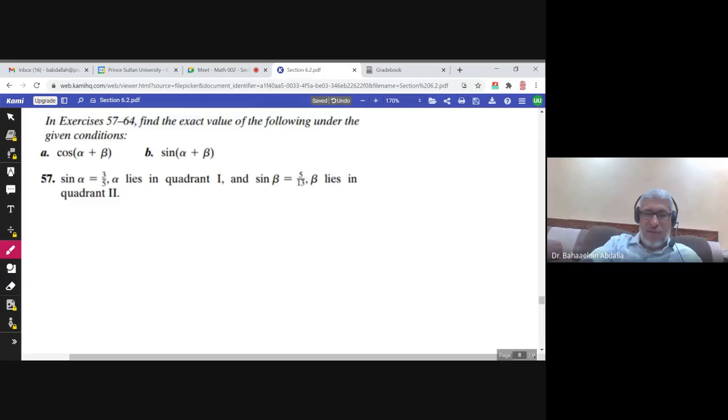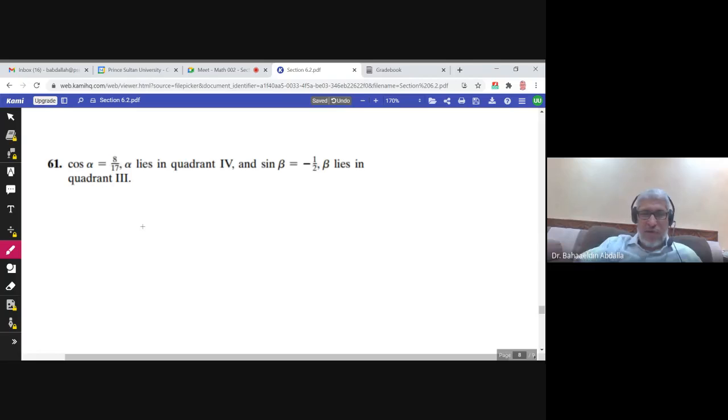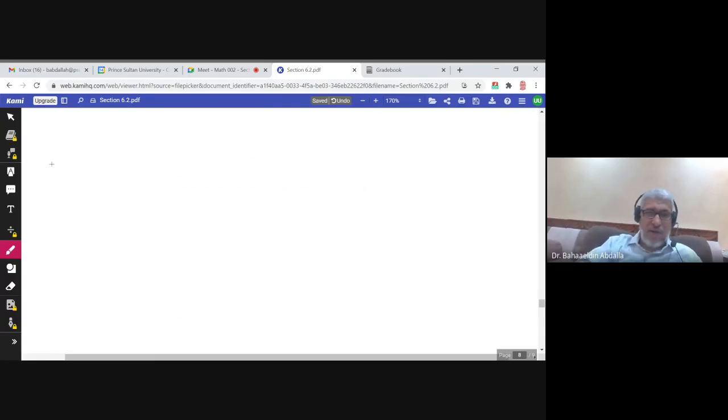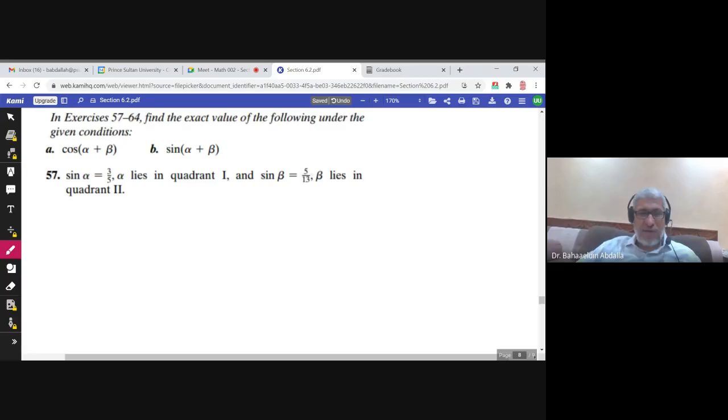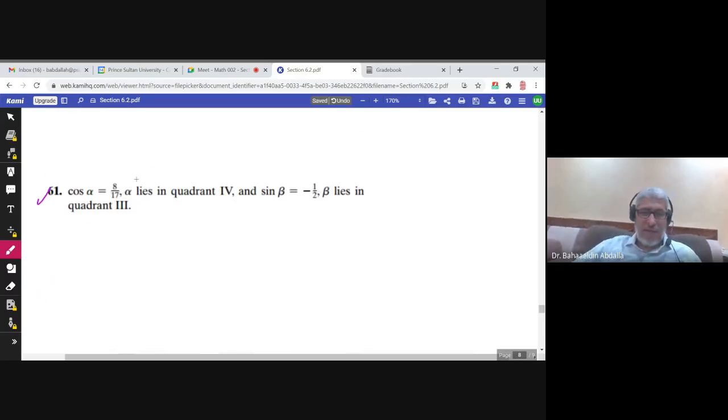Let us solve another type of question. This is quadrant 1, quadrant 2. This is quadrant 4, quadrant 3. So I'll do this one, and I leave this one for you. We need to find the same things: cosine of alpha plus beta, or sine of alpha plus beta. If you find one, you can find the other. I'll find sine of alpha plus beta. He doesn't have to ask you about both. If you can find one of them, that's okay.